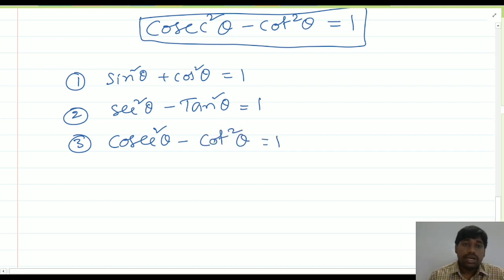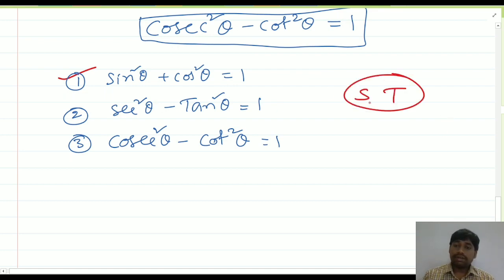Now, how to remember? Everybody can remember easily. Sin square plus cos square theta is equal to 1. Next, S and T are continuous letters, so S after T will come: secant square minus tan square is equal to 1. Anyway, if you subtract you will get 1. If you see the third one, cosec square theta minus cot square theta: cosec is bigger, cot is small. If you subtract, you get 1. In that way you can remember these identities.